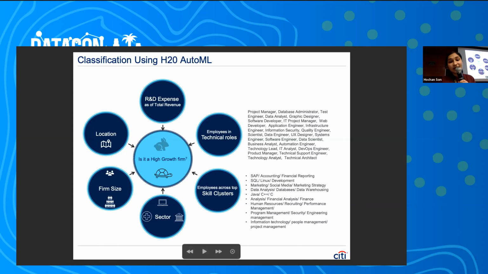And the third one is employees across top skill clusters. So this is the data, as I said, we get from Revelio Labs, and they have different skill clusters. So I'm just highlighting a few, but there are many clusters which vary across finance, marketing, science, engineering, technical, more software development, data, etc. And we have around 15 skill clusters that go into the model.